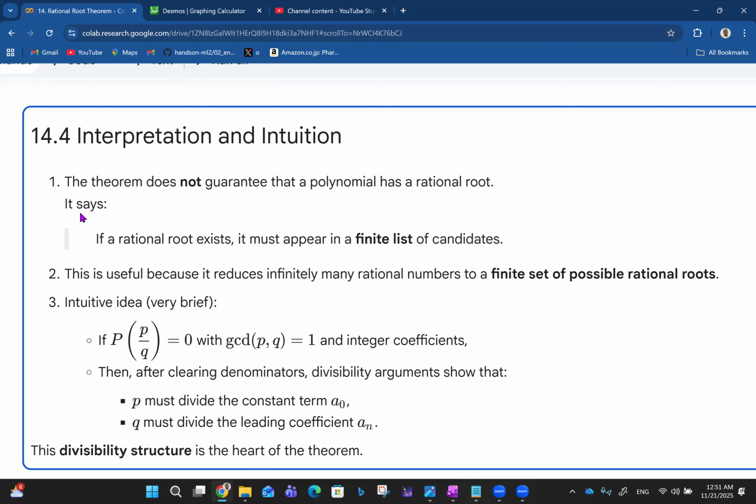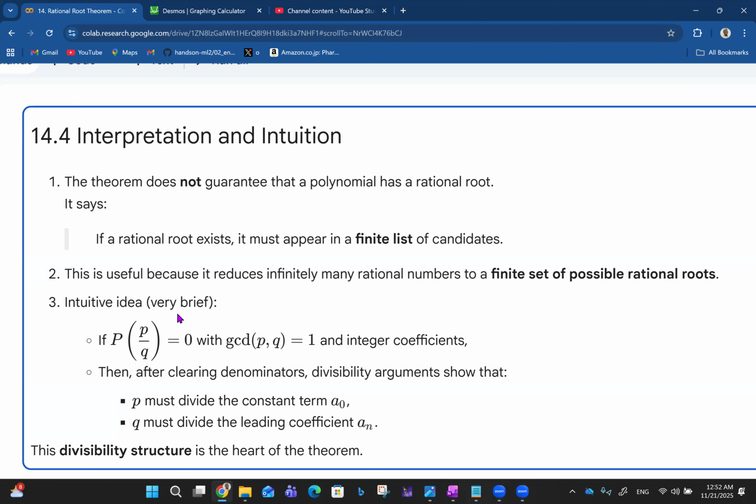So talking about the interpretation and intuition, the theorem does not guarantee that a polynomial has a rational root. In the 10th video, the last question I did, I tried all the possibilities for a particular polynomial, and I did not get any rational roots. Maybe I didn't try hard enough, but not every polynomial has a root. That's simply what we're talking about. It says that if a rational root does exist, it must appear in a finite list of candidates. This is useful because it reduces infinitely many rational numbers to a finite set of possible rational roots.